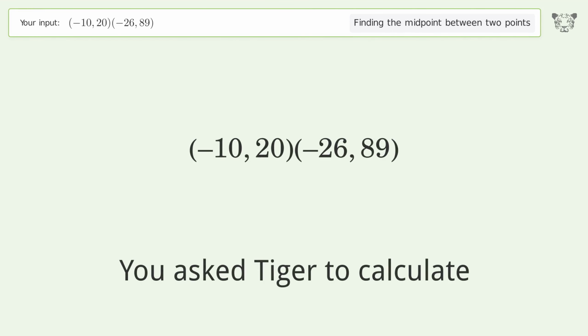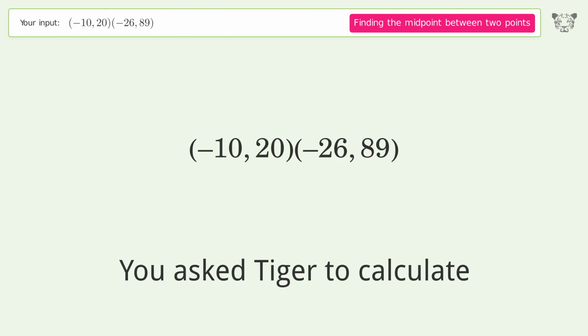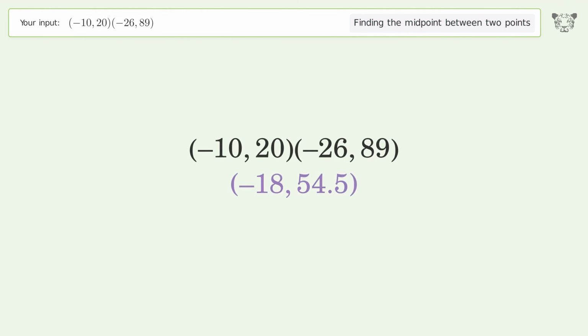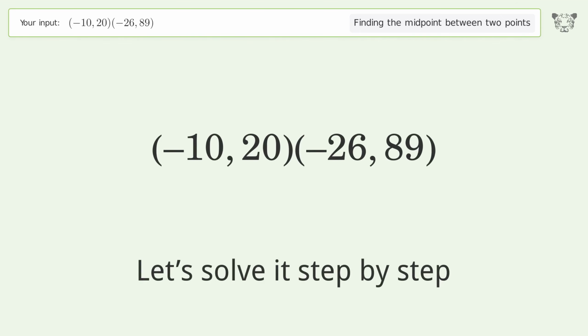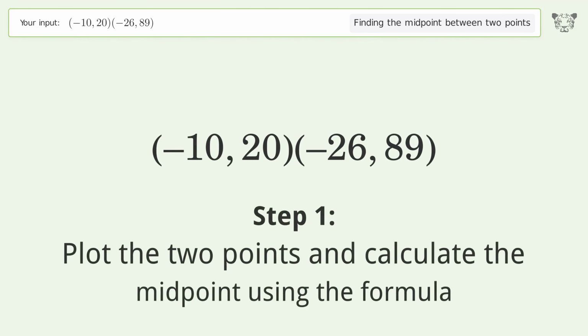You ask Tiger to calculate. This deals with finding the midpoint between 2 points. The midpoint between the 2 points is negative 18, 54.5. Let's solve it step by step. Plot the 2 points and calculate the midpoint using the formula.